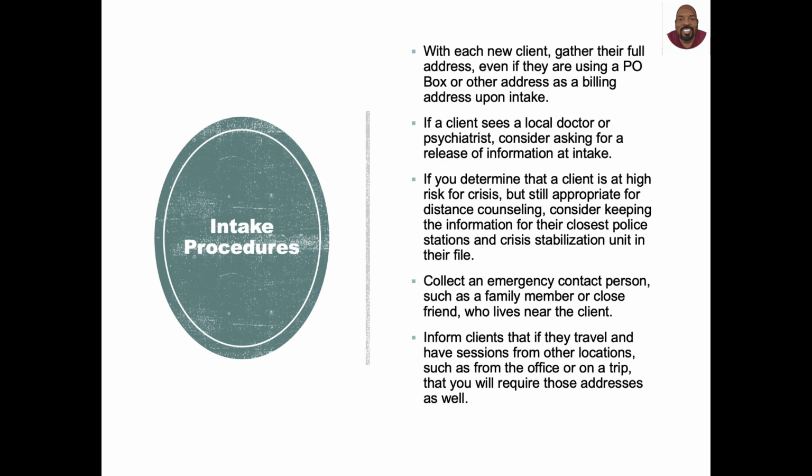Also, having an emergency contact person, such as a family member or a close friend who lives near the client, will be a very important thing to do. That way, if you're trying to call the client back and they're not answering, you might have to get the police to come out and do a well call visit, or a neighbor to go by there if you have them down on a release of information. And also inform clients that if they travel and have sessions from other locations, such as from an office or on a trip, that will require you to have those addresses as well. People sometimes are going to do sessions from different locations, so once again, we want to make sure we have those addresses when we're working with them.